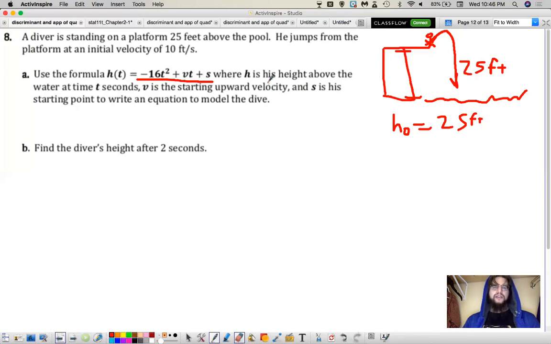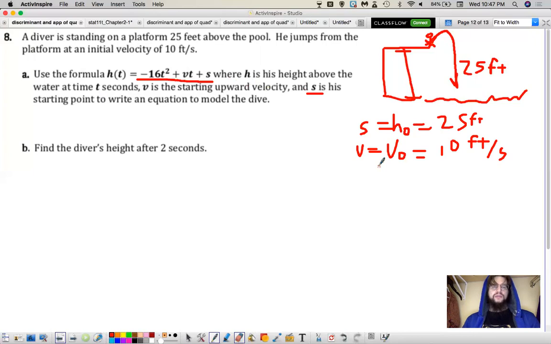Okay, well, they use s for starting point. Sure. His initial velocity is 10 feet per second. They use v. Really not good, but they do. Okay. And t is in seconds, time in seconds.